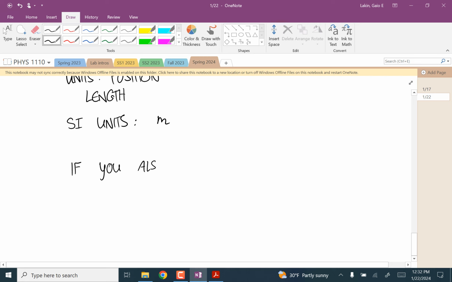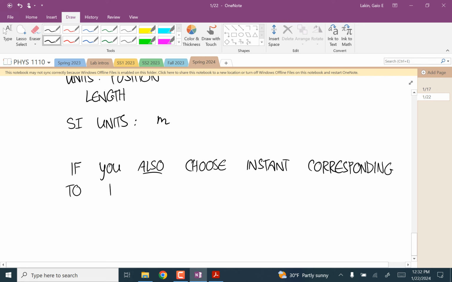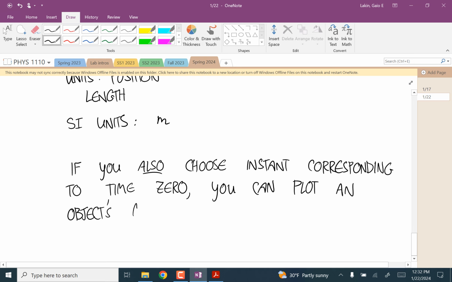If you also choose an instant corresponding to time equals 0, you can plot an object's motion on a position versus time graph.